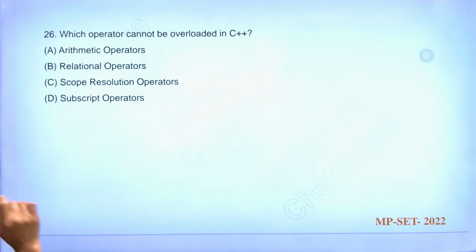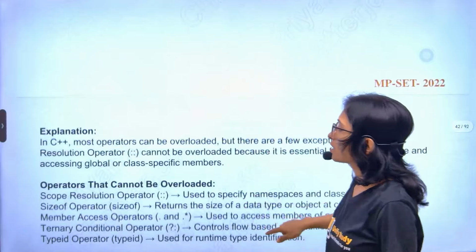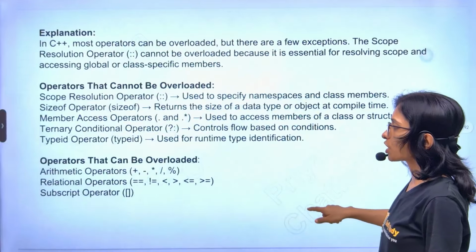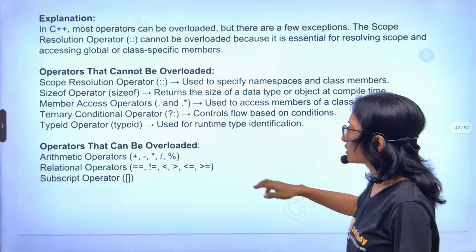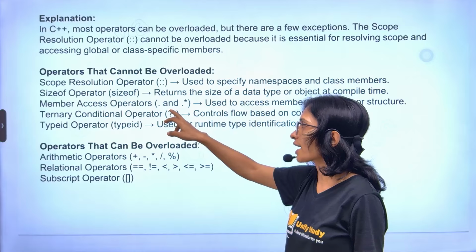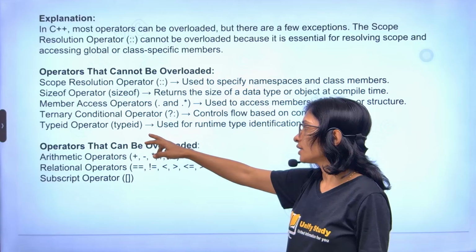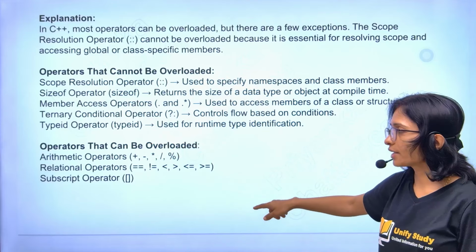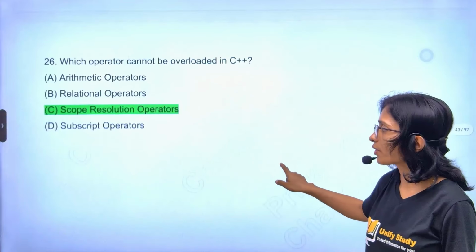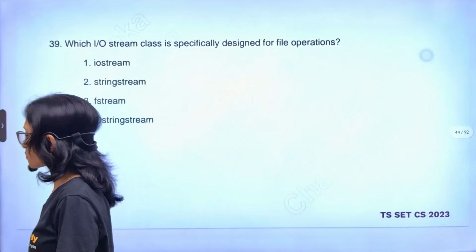Yeah, so here, which of the operators cannot be overloaded? Scope resolution operator we cannot overload, that I told you. Scope resolution operator, sizeof operator, member access operator, that is dot, ternary operator, and typeid operator also. These are the operators you cannot overload. Now next question, do this one.